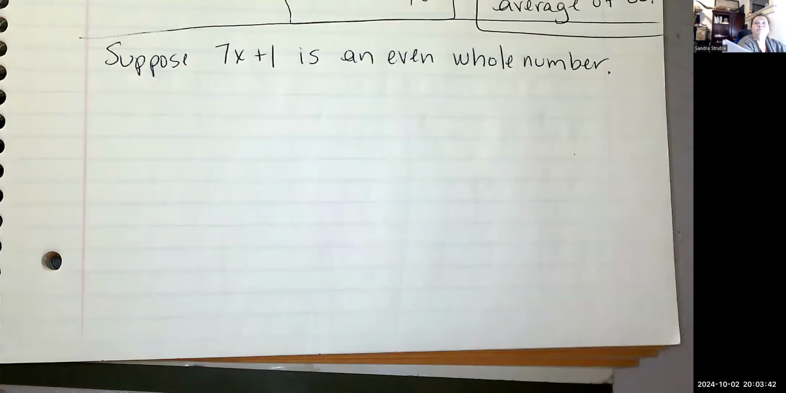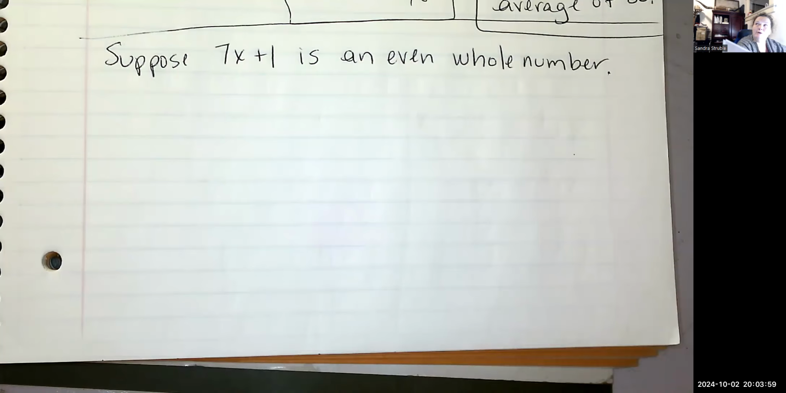Okay, page 3. Suppose 7x plus 1 is an even whole number. And it says, how can you represent the next two even numbers? So let's think about this. This number has to represent an even number.